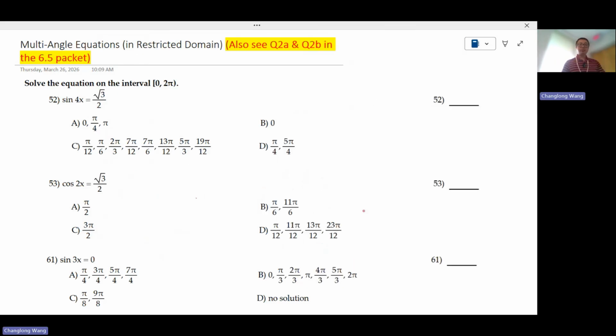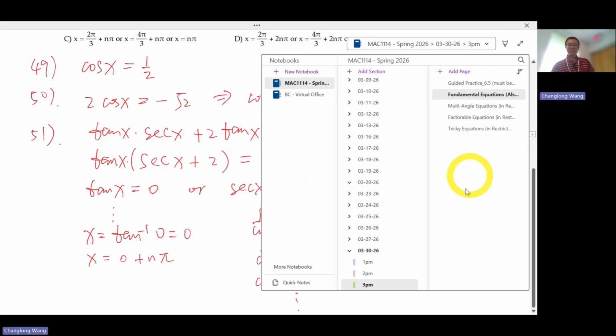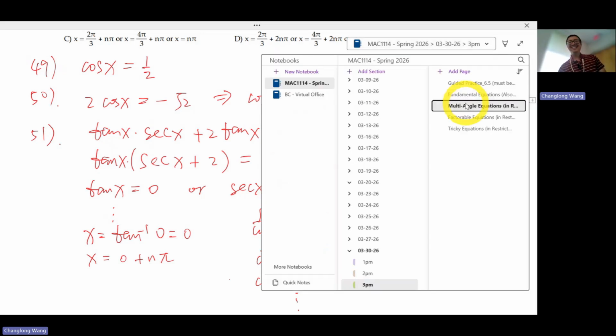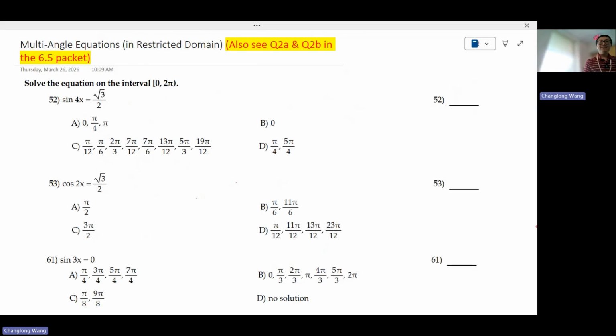Now we have the multi-angle. All right, so now what bothers people in multi-angle kind of equations is they have to go through a lot of n's, right? Sometimes to figure it out, it will be either 2, 3, 4, 5, 6 solutions, right? Well, guess what? I know. Yeah. See, 52, right?